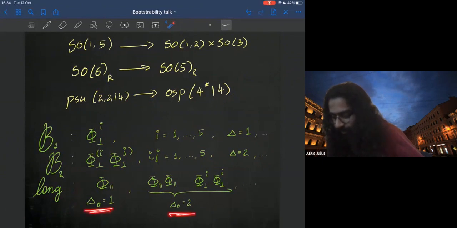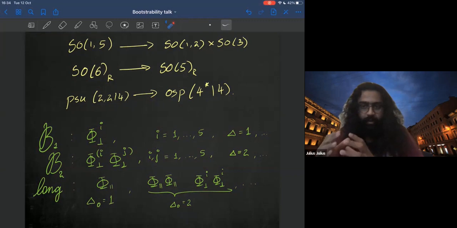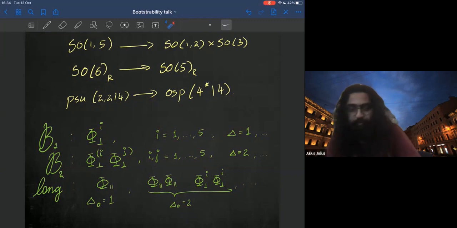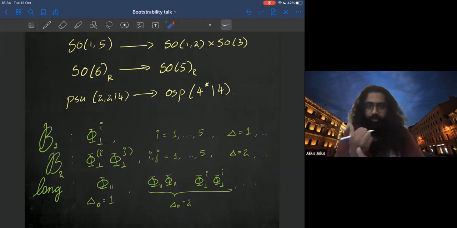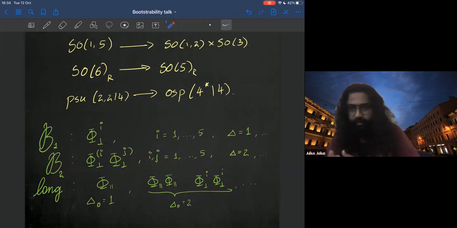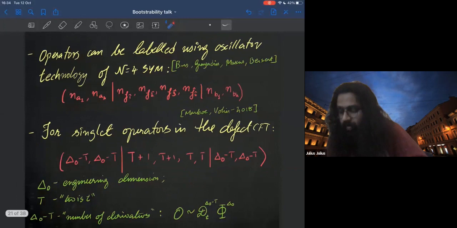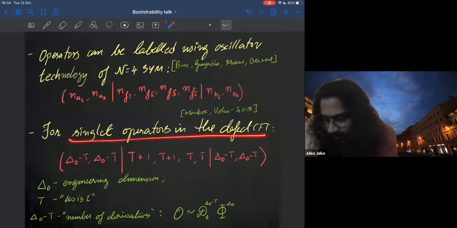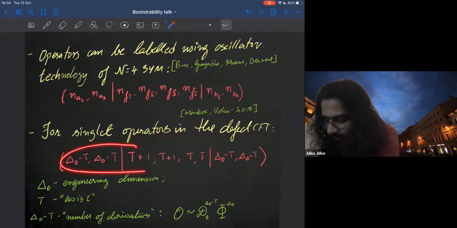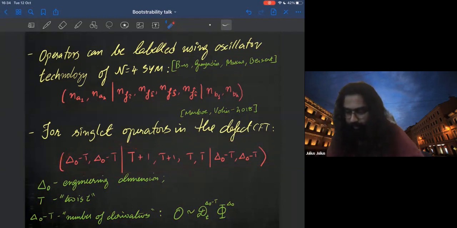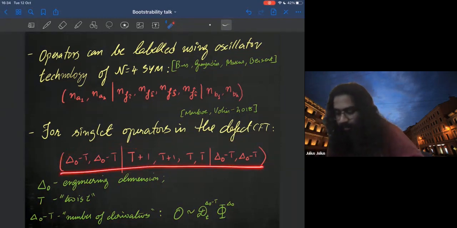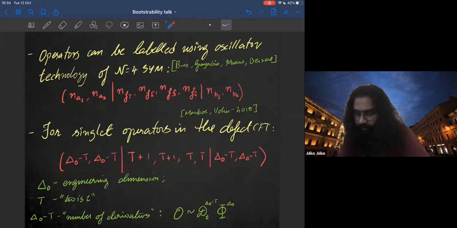You have this one. You have this one. You can also construct some with phi parallel cube, for example. You can also have covariant derivatives in the direction of the line, et cetera. So for singlet operators in the defect CFT, we can actually label them using the same oscillator technology of n equals 4 in the following way.